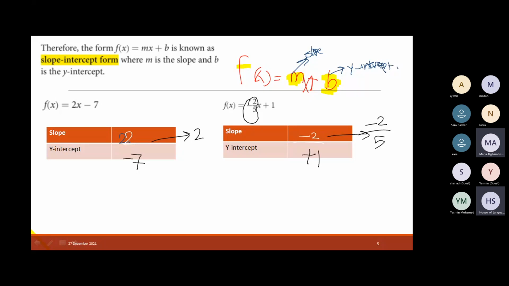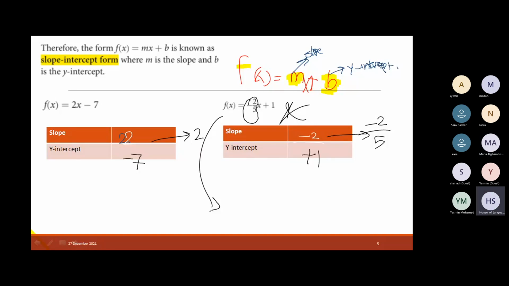Teacher, can you explain the last equation again? Yeah. What did you say? Teacher, I said, can you just repeat the last question? Negative 2 over 5 plus 1. No, teacher, f of x equals negative 2 over 5x plus 1. This one. Yes, teacher, that one.